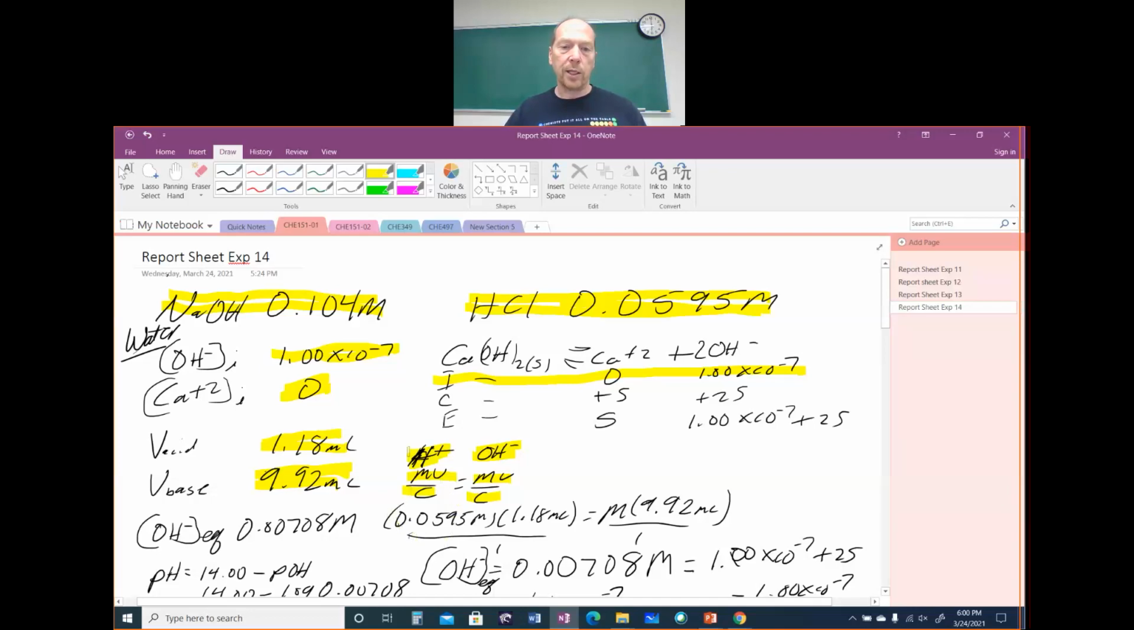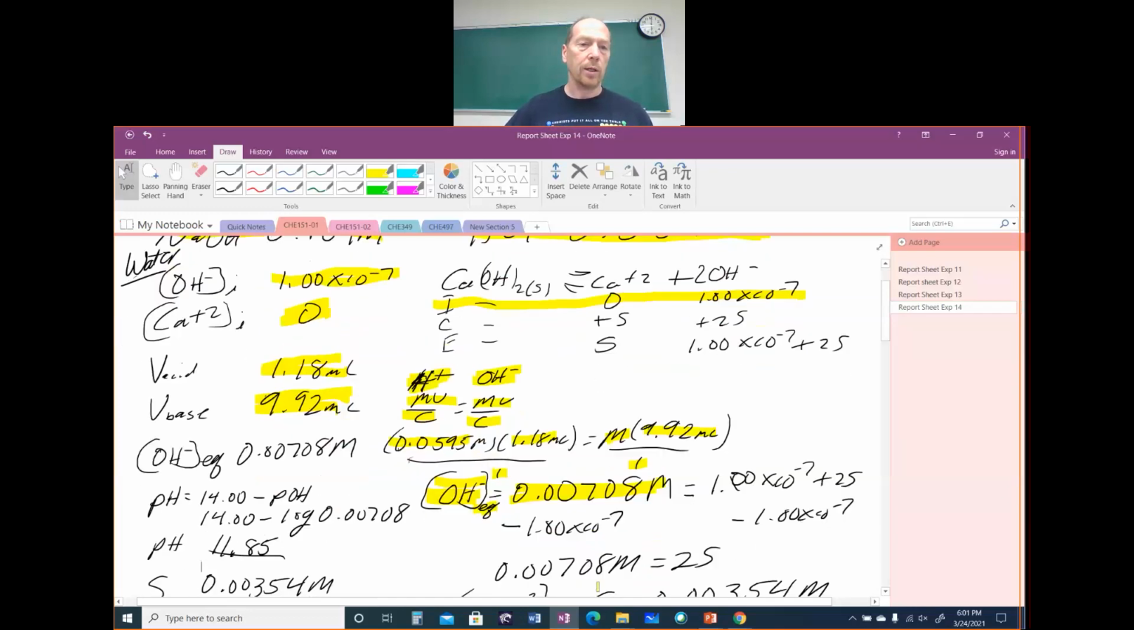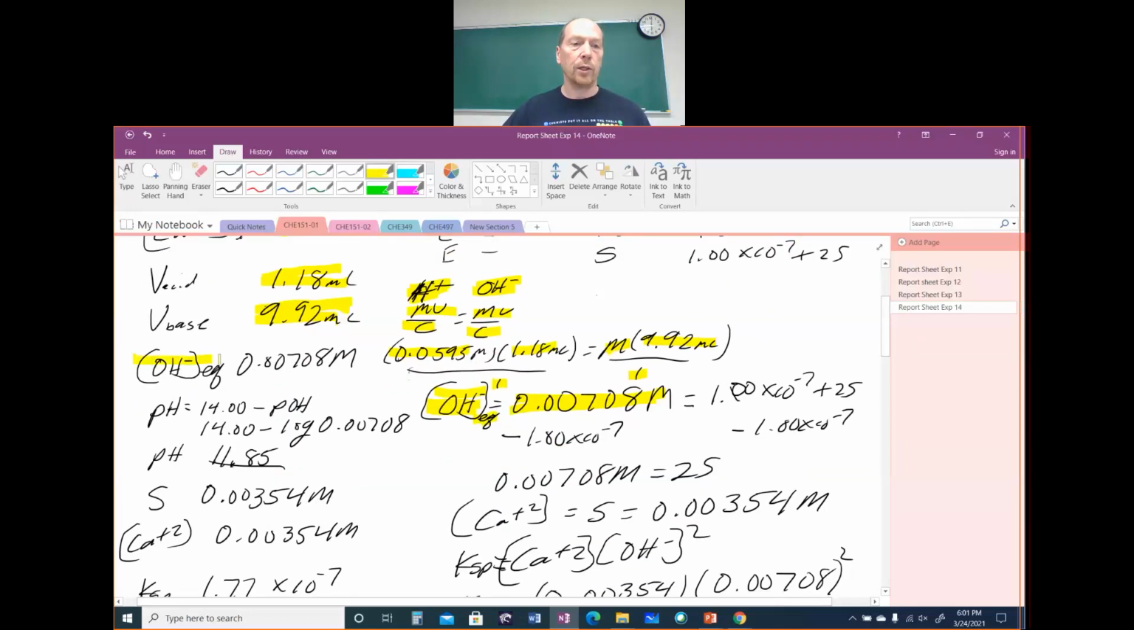All right, so our H plus concentration, 0.0595. We use 1.18 mils, and this is H plus and OH minus giving water. So 1 H plus, 1 OH minus. Your coefficients are 1. All right, we're looking for that molarity of OH minus. We use the 9.92 mils of our base. All right, when you push the buttons, you get your concentration of OH minus at equilibrium from your titration to be 0.00708. All right, and so that is what goes right here. That is your concentration of OH minus.